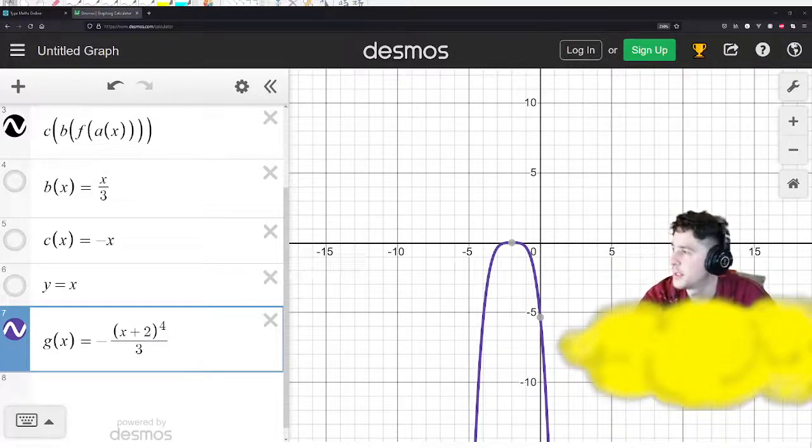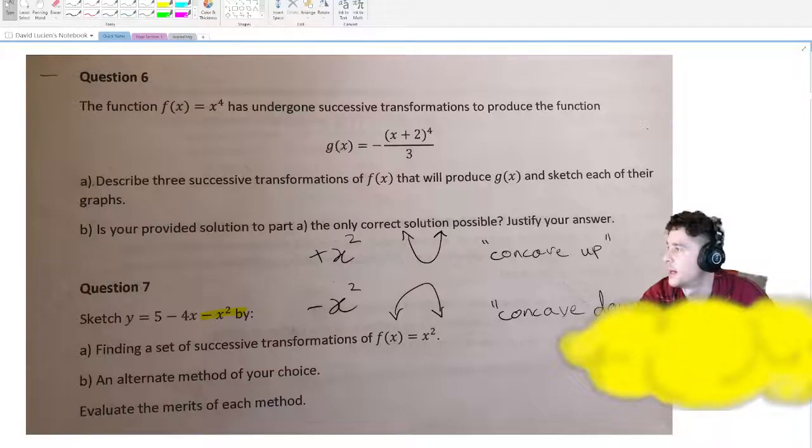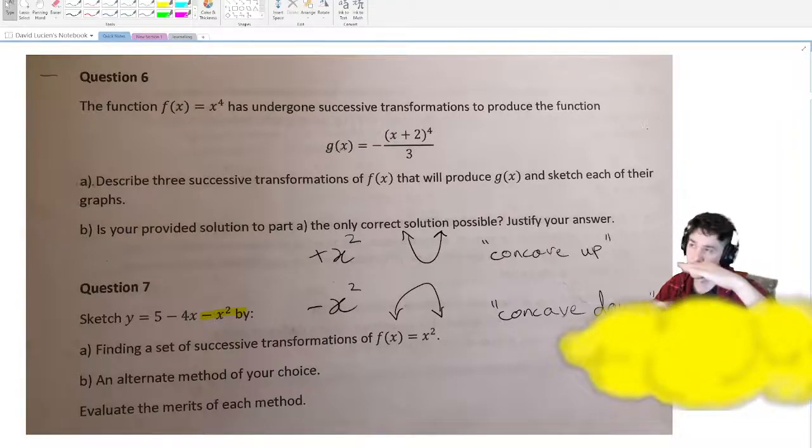So what we've looked at here is an answer to the question of how we can use 3 successive transformations of f of x to produce g of x, and we've looked at each of the graphs of the transformations every step of the way, and what the graphs of the transformations are themselves, which were all those variations on the y equals x straight line. Now, is that the only solution possible?